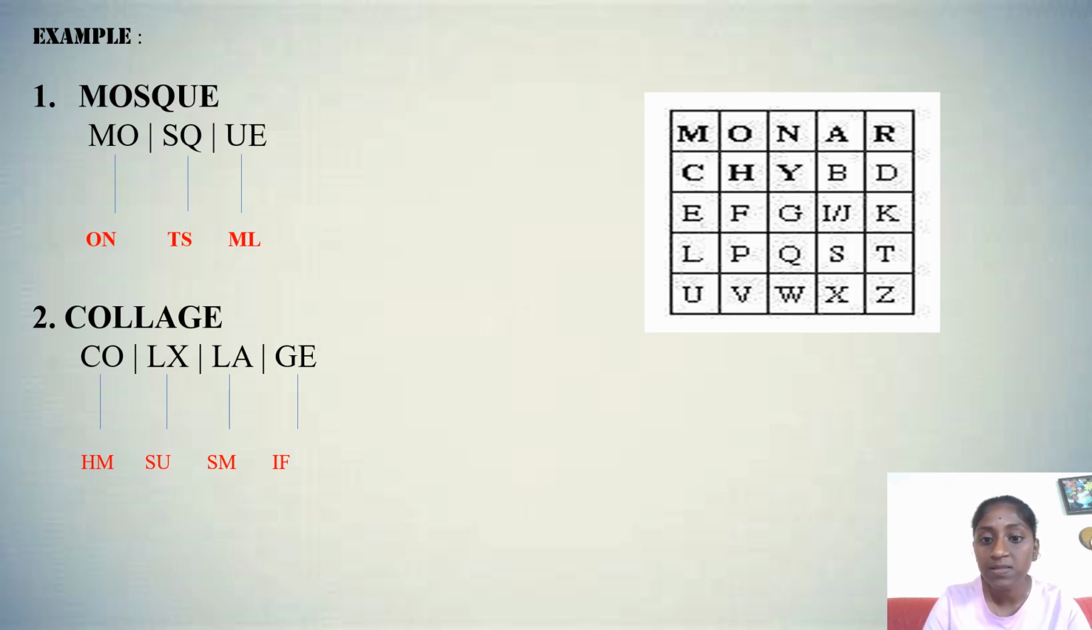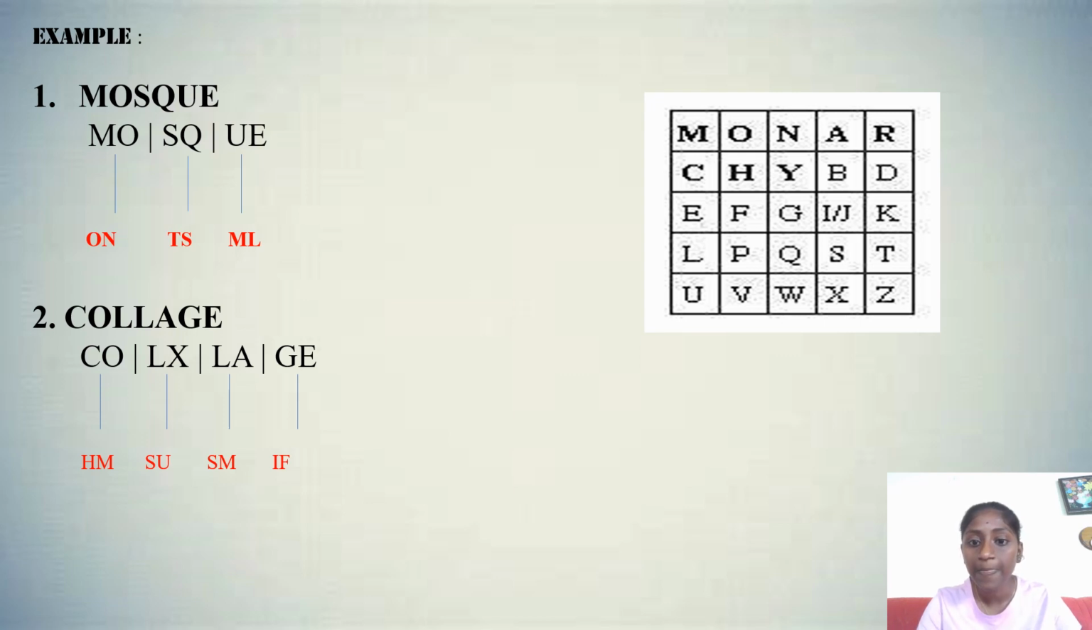L and X. L, X is present here. Even here we have to form a rectangle. Thereby L is swapped with S, and X is swapped with U. L A, L and A. Similarly, here it forms a rectangle. L is replaced with S, and similarly A is replaced with M.